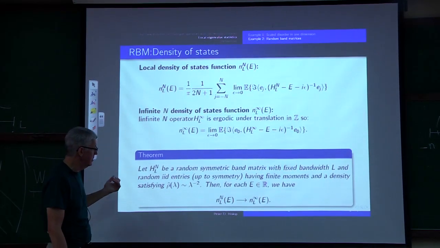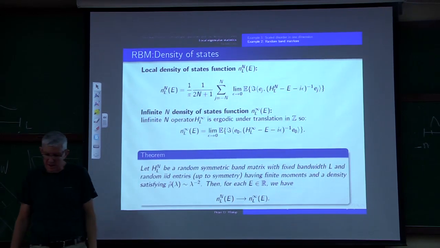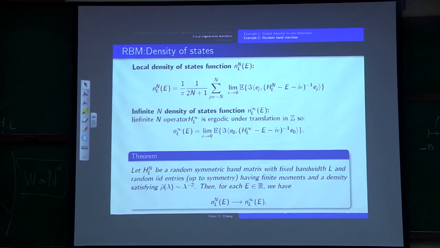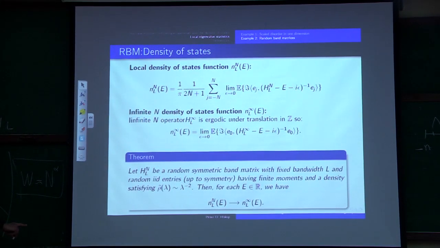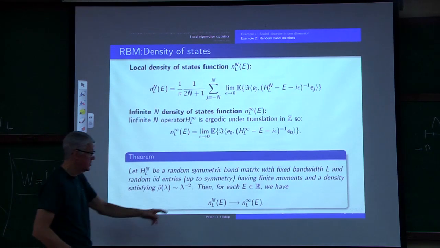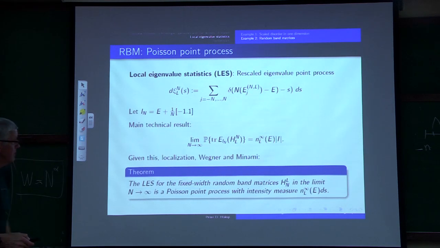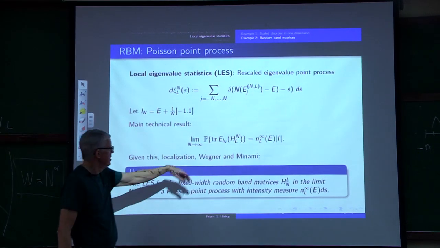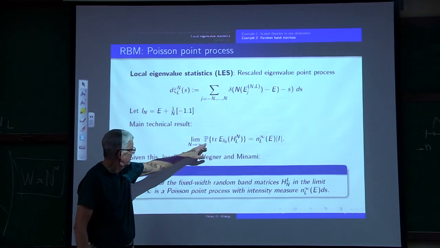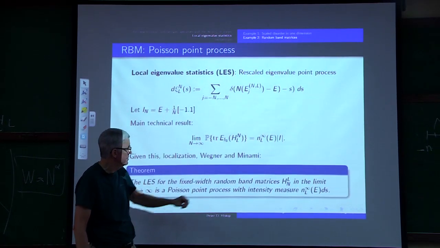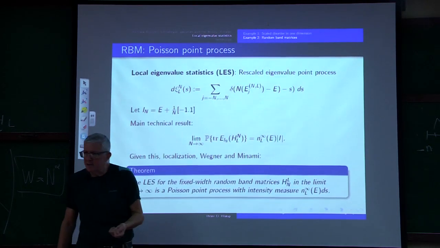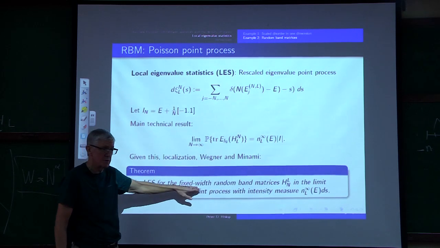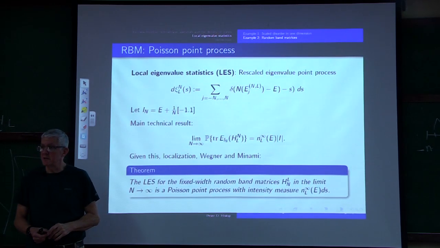Once you have the localization bounds, you need to prove something like this theorem, that the local density of states function converges to the density of states function when n is infinite. In this particular case, I'm going to take the width to be independent of n, so that when n becomes infinite, this is just an infinite by infinite matrix, so this quantity is well defined. And once you have that estimate, then looking at the rescaled local eigenvalue statistics, you can prove that the expectation of the trace of this local spectral projector, I should have put the expectation here, the limit as n goes to infinity is in fact this quantity, which is the intensity of the limiting point process. Consequently, the local eigenvalue statistics for the fixed width random band matrices, as I described, is a Poisson point process exactly with that intensity.